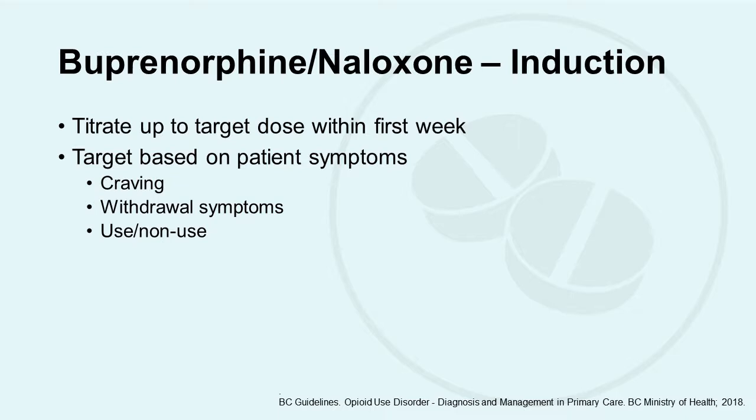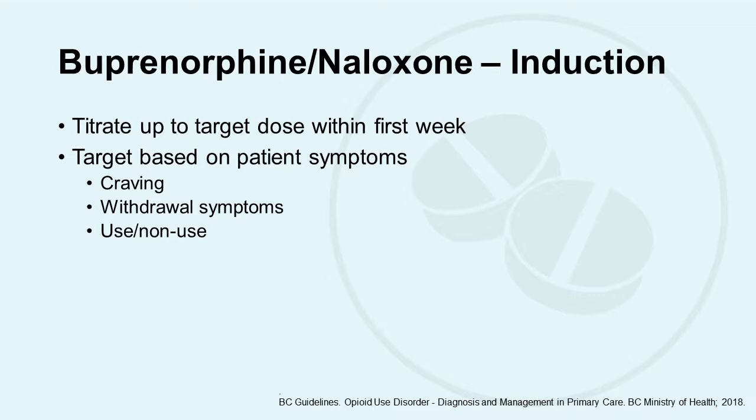Titration is not based on any lab values, but rather patient symptoms, such as craving or feelings of withdrawal symptoms. If a patient continues to use, they will not have the effect of other opioids due to the binding affinity of buprenorphine at mu opioid receptors. This may be indicative of inadequate dosing and an inability to suppress cravings. A dose increase may be required.